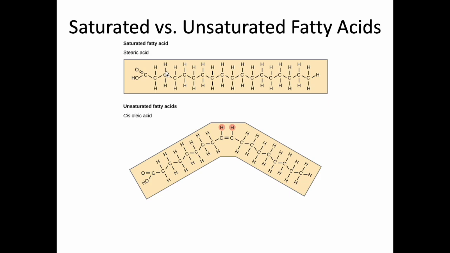So in a saturated fatty acid, all of the carbons are connected by single covalent bonds. Anytime you have a double covalent bond between the carbons, that causes a kink. That causes a bend in the chain. So saturated fatty acids, no double bonds, straight. Unsaturated, at least one, sometimes there are multiple, this example is just showing one, at least one double bond between the carbons, and so at least one bend in the chain.